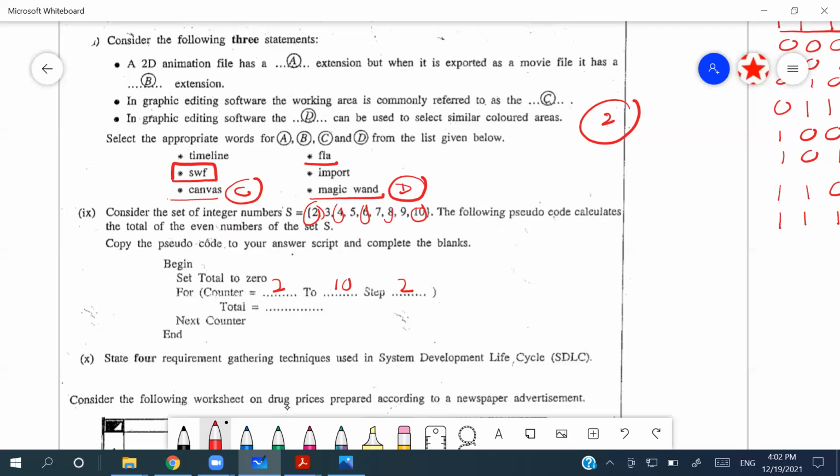Right. Then the total. The total is going to say total plus counter, this particular counter. So it should end like that. So counter 2 to 10, step 2, total equals total plus counter. It's going to give you the addition of even numbers. So 2 marks for that.